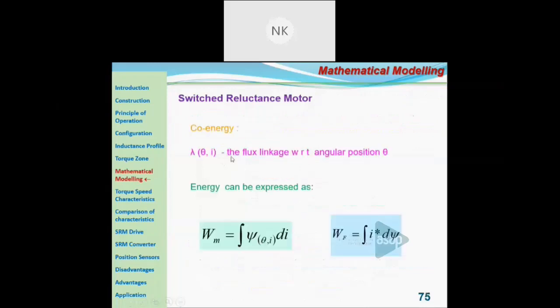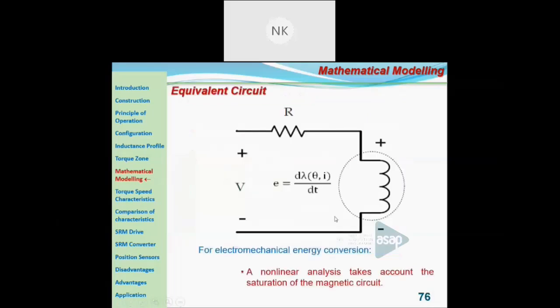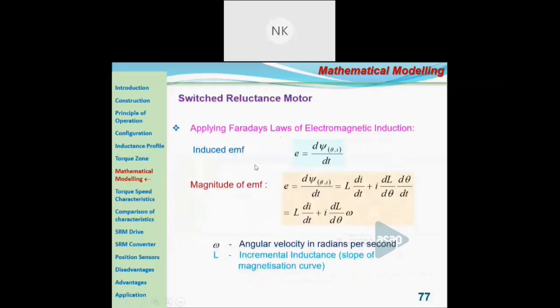So we will see. The co-energy is the mechanical work done, or the energy can be expressed as Wm equal to the integral of the flux linkage into di, or the stored energy equal to the integral of i into d psi. This is the equivalent circuit, where you have R, i, and the EMF, that is d psi divided by dt. Applying Faraday's law of electromagnetic induction, the induced EMF is equal to d psi by dt, or the magnitude of the EMF.